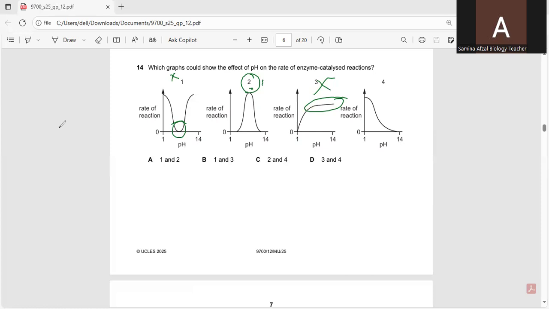So both these 2 graphs, 2 and 4, are going with the rate of enzyme catalyzed reactions. So they are actually showing the effect of pH on the rate of enzyme catalyzed reaction. So according to this, C is the correct option.